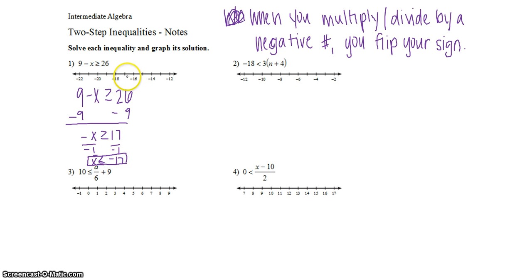When I go to graph that, less than or equal, so I'm going to have a filled in circle. X is on the little side, and remember, little goes to the left, big goes to the right. So little is to the left.